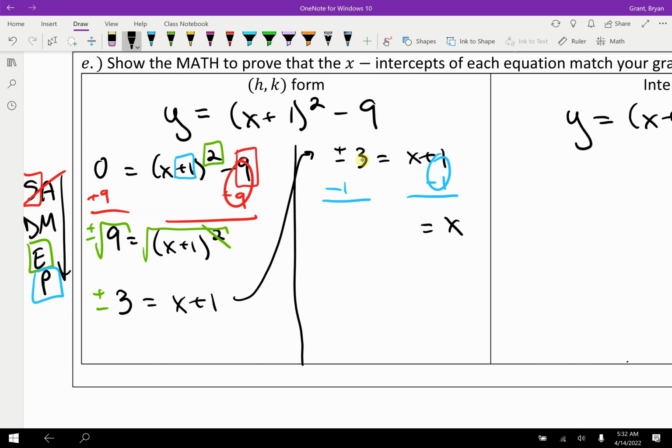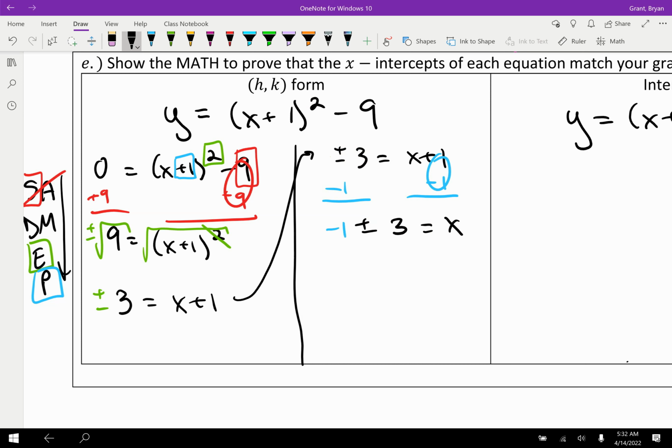This isn't 3. This is both positive 3 and negative 3. So what we do is we either put the negative 1 in front or at the back of the plus or minus 3. It doesn't matter where. I typically move it to the front, and we get something like this.